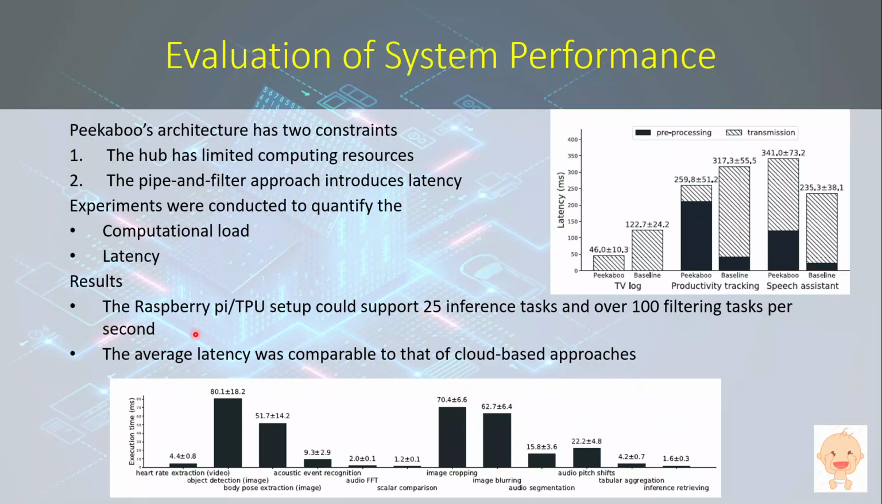And their primary result was that the Raspberry Pi and the TPU could support 25 inference tasks, such as these, and over 100 filtering tasks per second. And then the average latency, which is qualitatively described in this graph, was comparable to that of cloud-based approaches. I can only assume that is the case because in the cloud-based approach, you also have to consider the latency required to get the data to the cloud so that it can actually process it.